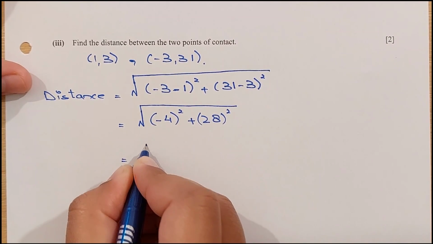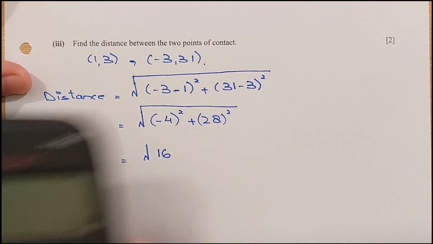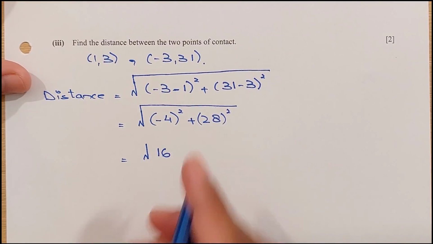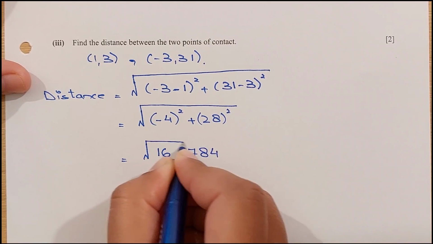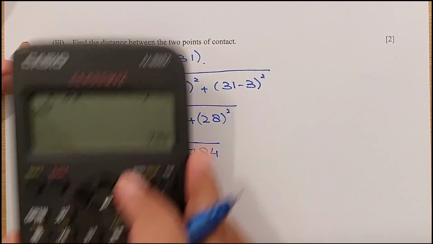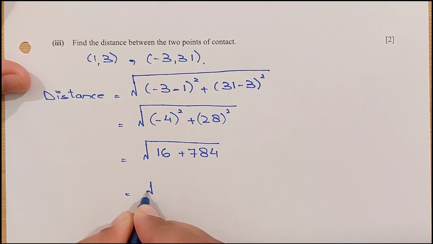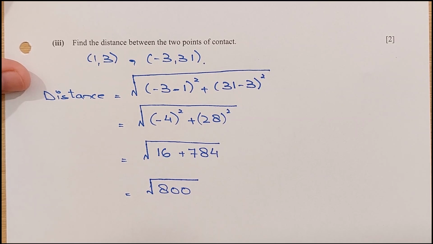So 4 square is 4 times 4, which is 16. And what is 28 square? 784. The square root of 784 plus 16 is the square root of 800. This is the distance between the two points of contact, right?